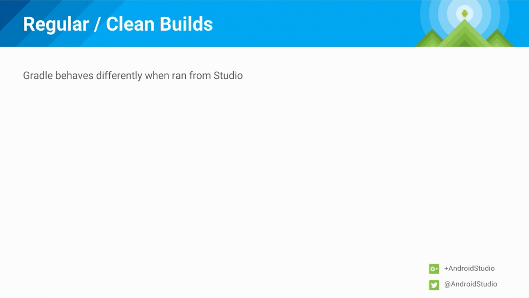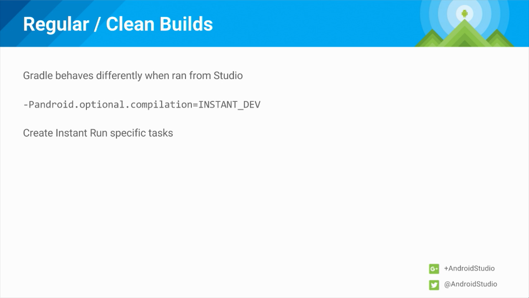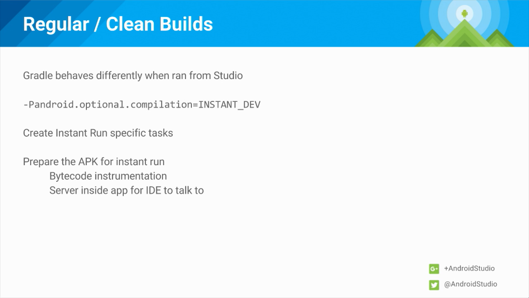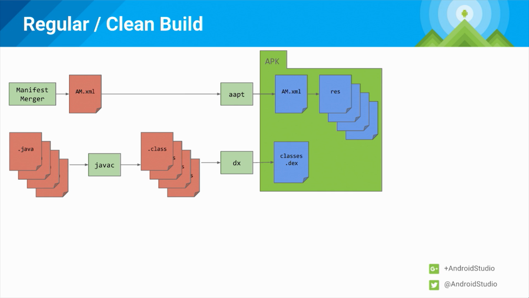So the first thing that we have started doing is when you build with Gradle from Studio, we do something a little bit different, right? We call Gradle with an additional property saying, hey, you're in that special mode. And then in Gradle, we create additional tasks in order to do more work than if you build from the command line. So we'll do bytecode instrumentation. We'll add a server to your app so that we can talk to it and things like that.